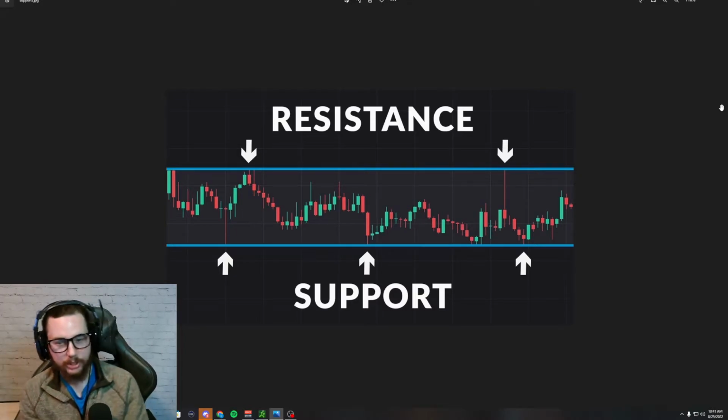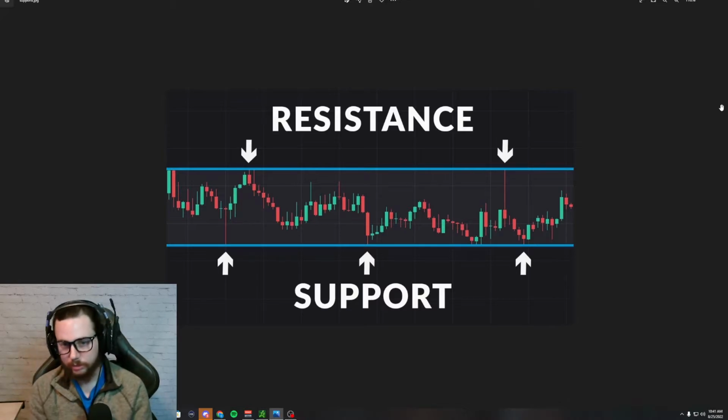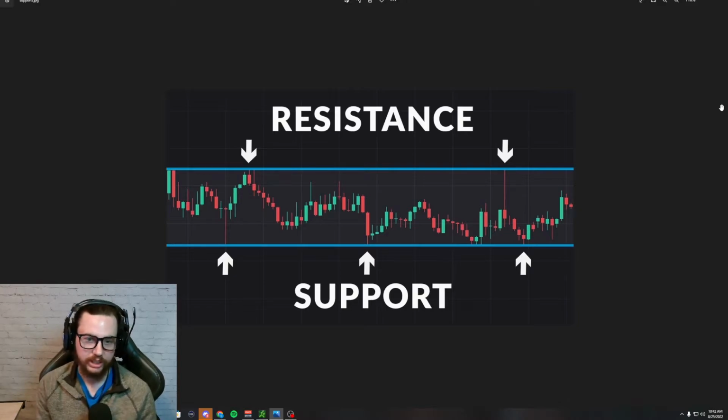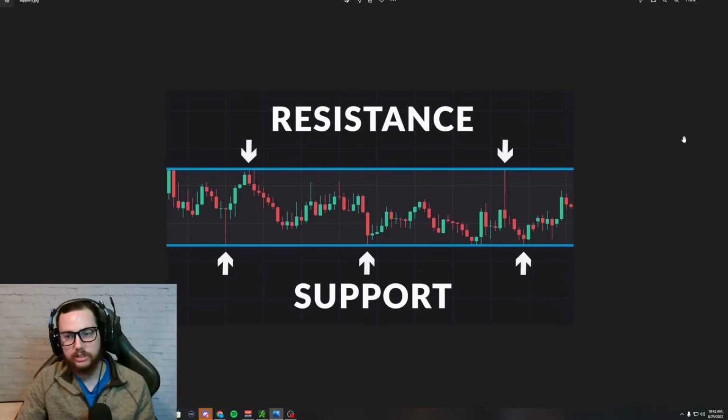A little drop there, hits the support. All right, now we're going to bounce back up. We're kind of trading, hit support two or three more times. All right, now we go all the way back up to the resistance. We hit that. That's what trading in a range is. The range is basically the distance between the support and the resistance that we're trading in.